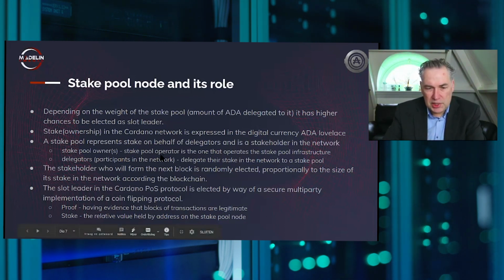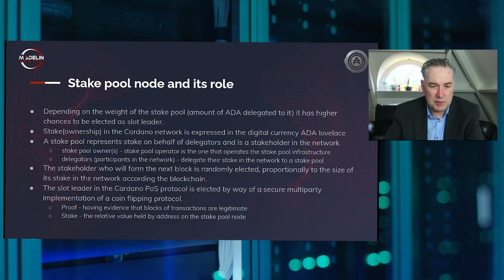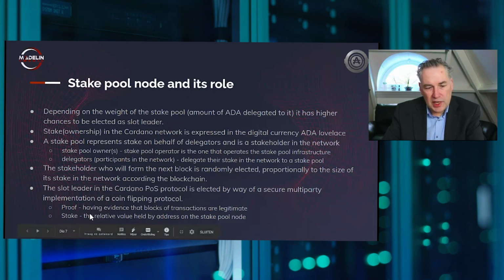So there are two participants in the stake pool: the stake pool owner, who operates the infrastructure but also pledges in the pool, or stakes in the pool, and the delegators. And these are basically everyone. Everybody can participate in the network. So proof of stake, again, is having evidence that the blocks of transactions are legitimate, and stake is a relative value held by an address on the stake pool node.